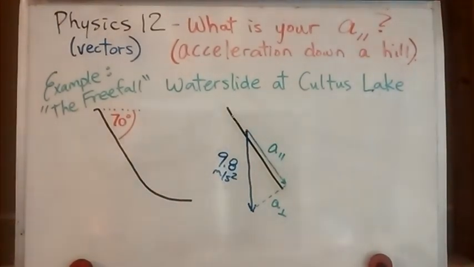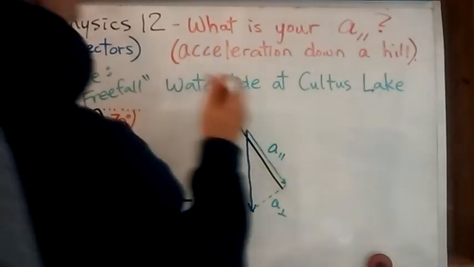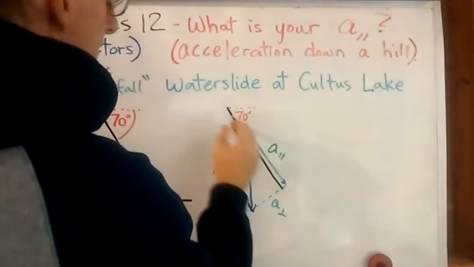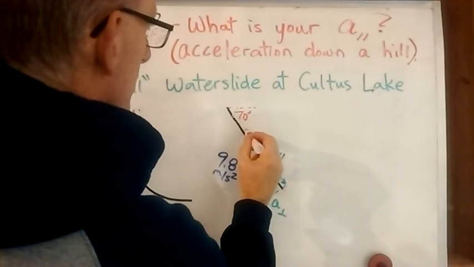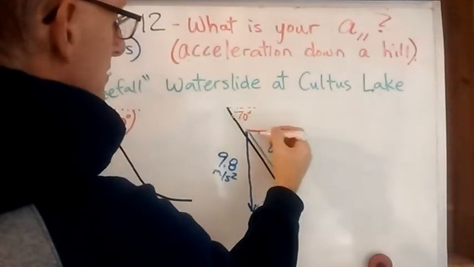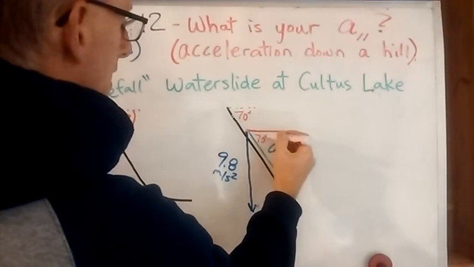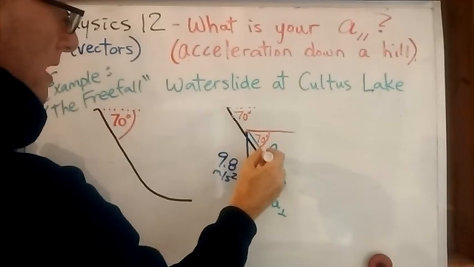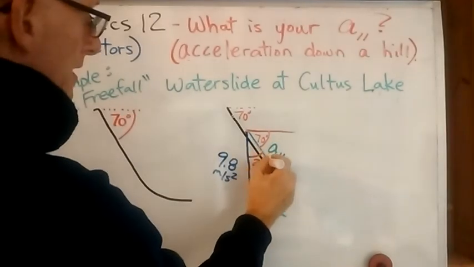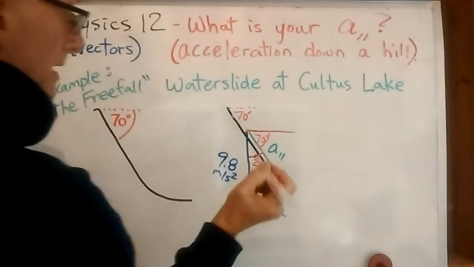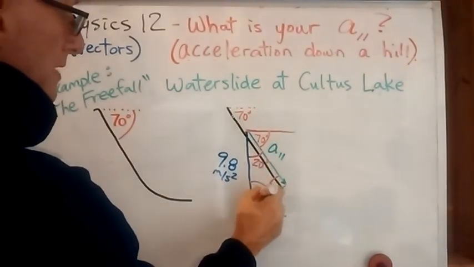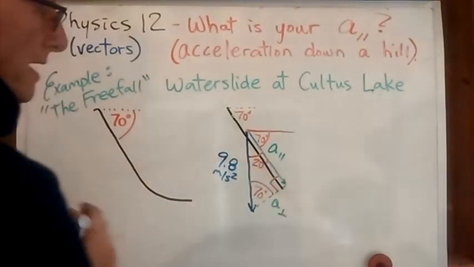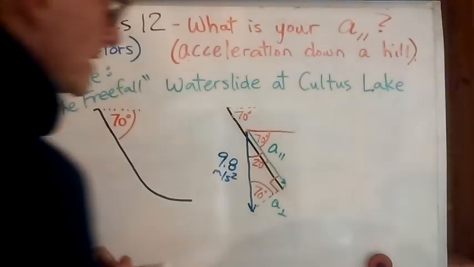Just looking at angles here, I've got 70 degrees up here. So if I've got 70, just by similar triangles, if I draw a horizontal line right here, this will be 70, right there. If that's 70, then this one here is 20 degrees. If that's 90, then this one here is 70 degrees. Because 70 plus 20 plus 90 have to equal 180 degrees.